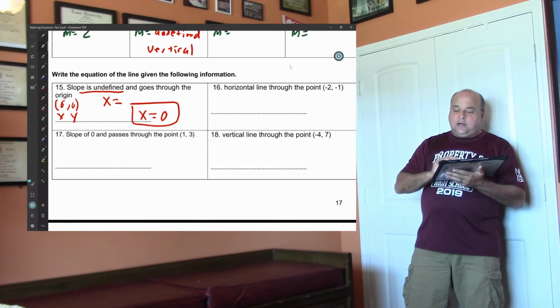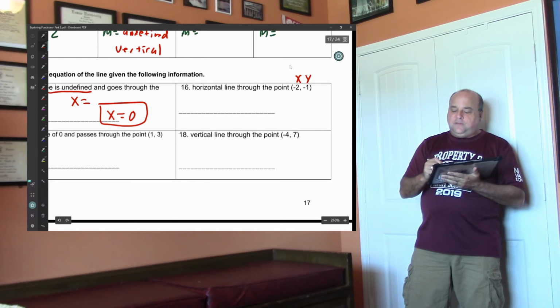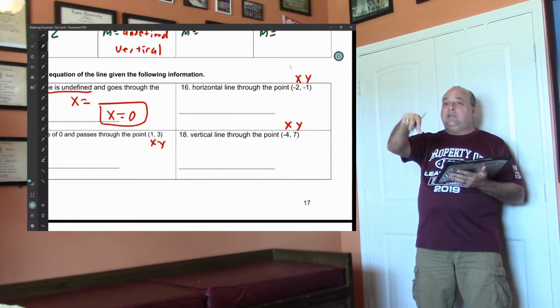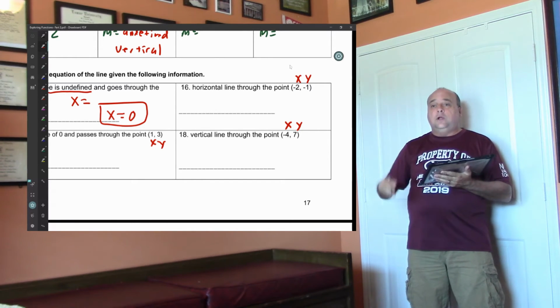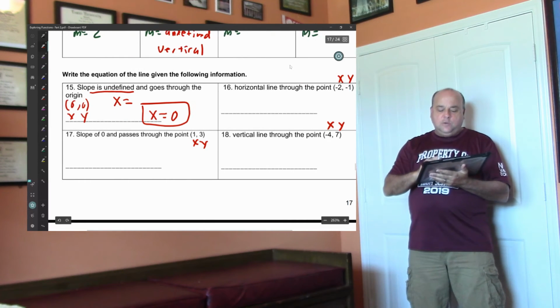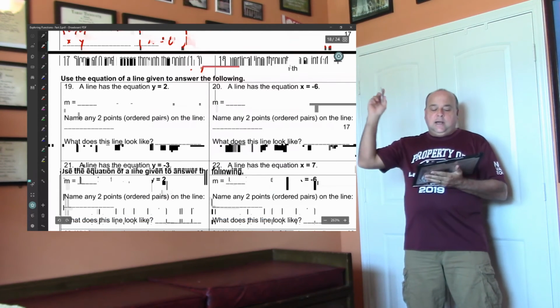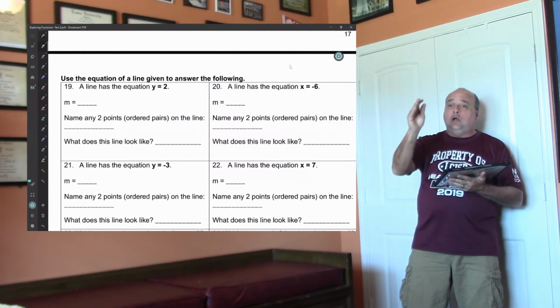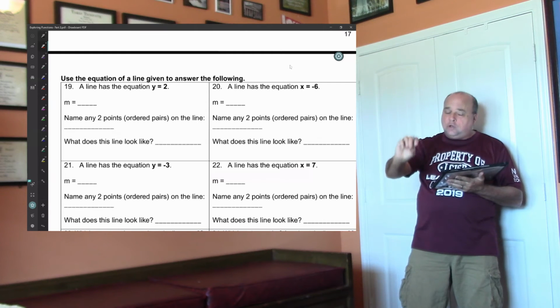Now then, on these right here, put an x and a y above these ordered pairs. For instance, on 16, the answer is either going to be x equals -2 or y equals -1. You got to think if it's horizontal or vertical. Okay? Continuing on. I'm not going to do all these for you, okay? Remember your notes. Look back at the notes and you can do these.